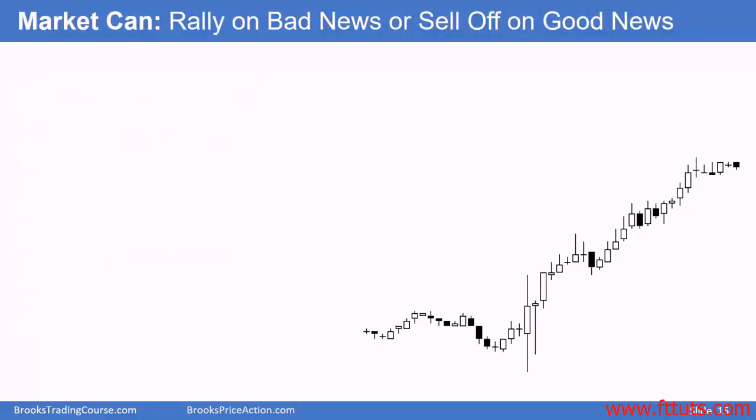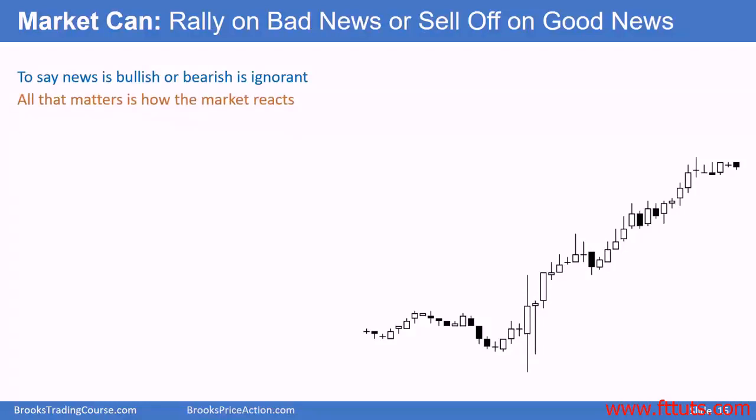Sometimes you'll hear, before a news report comes out, some pundit saying that if the number is X, it's bearish news, or if the number is Y, it's bullish news. And to me, that's ignorant. It's just totally naive. All that matters is how the market reacts. I don't care if the news is bullish here. I don't care if the news is bearish here. All I know is the only way I can make money is buying. I'm only interested in buying.